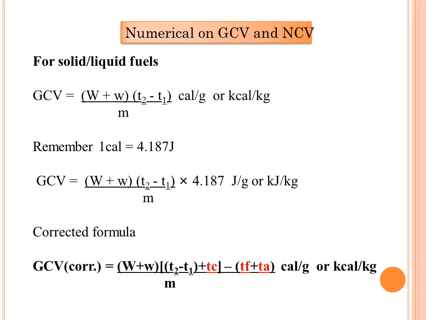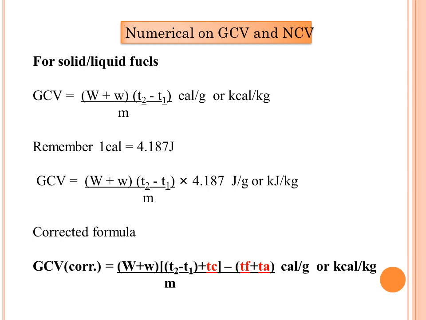This is the formula of GCV and NCV of bomb calorimeter for solid or liquid fuel. So GCV is equal to (W + w) × (T2 − T1) / m. This is in terms of calorie per gram or kilocalorie per kg. This formula is without correction.